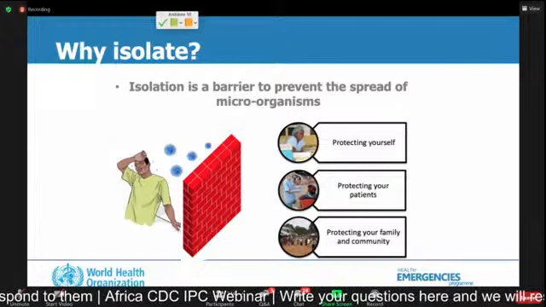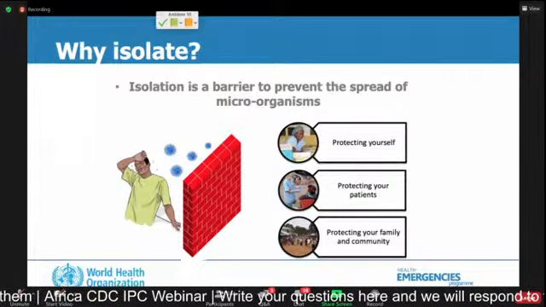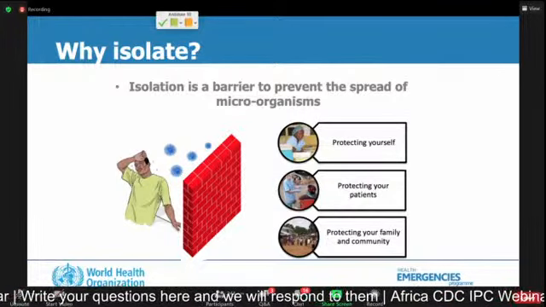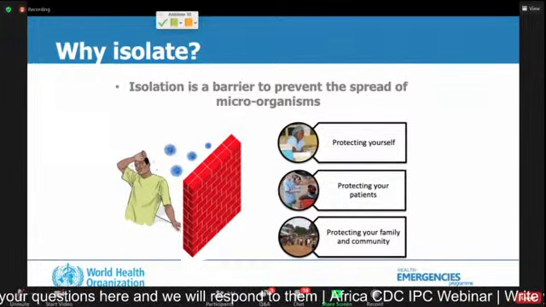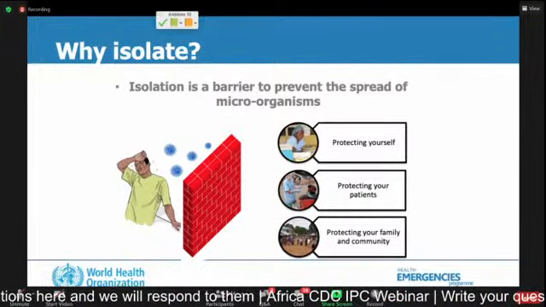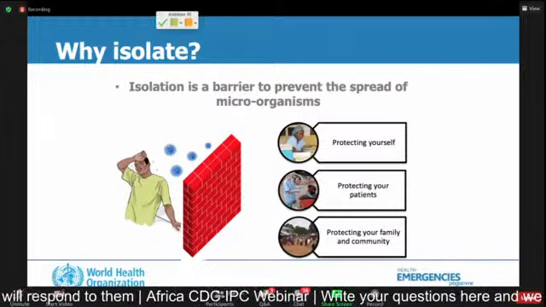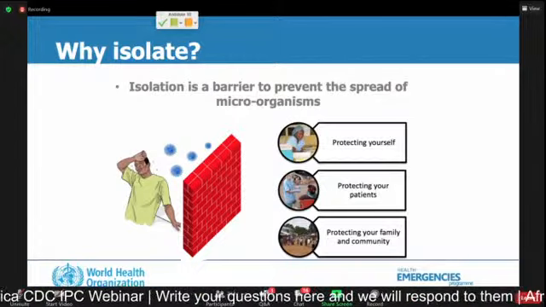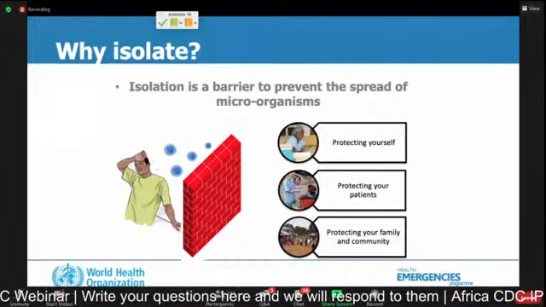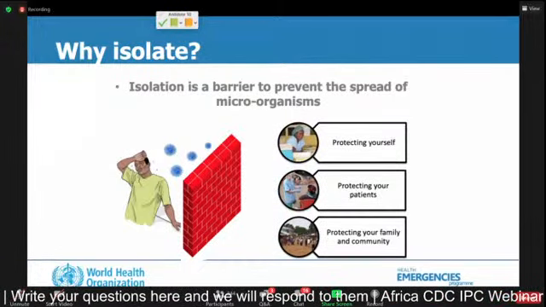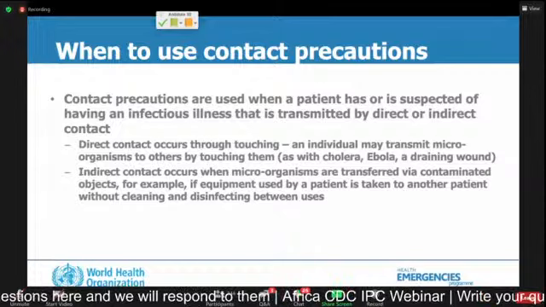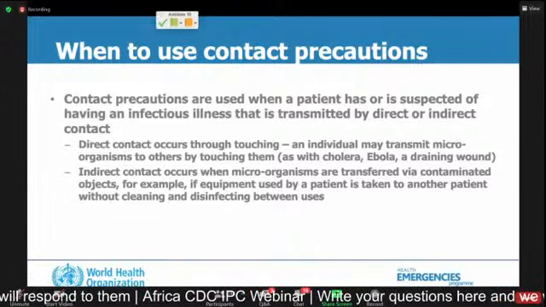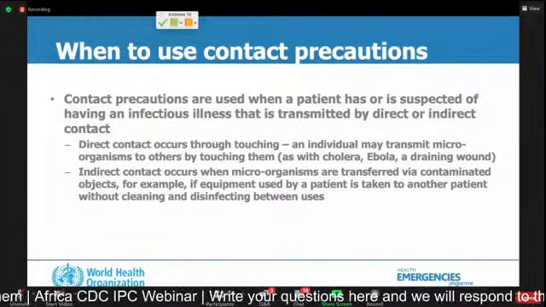When you have your case definition of the particular disease, and people who respond to the case definition, you need to bring them to an area where they will be isolated from other patients who do not respond to the case definition of that particular disease. This will protect the medical doctor, the other patients and all the visitors who are entering the facility. We use contact precaution when a patient has or is suspected of having an infectious illness that is transmitted by direct or indirect contact.